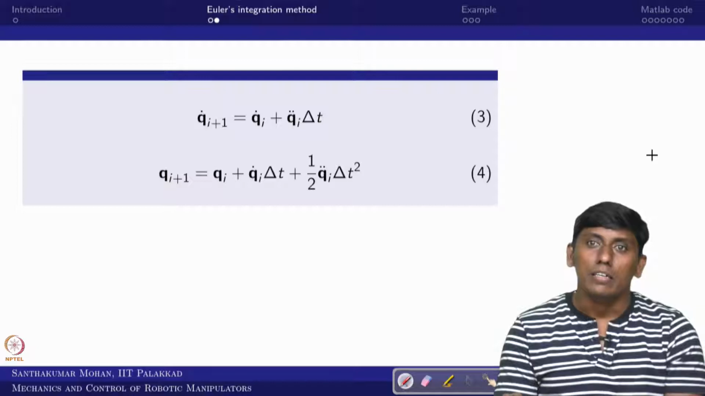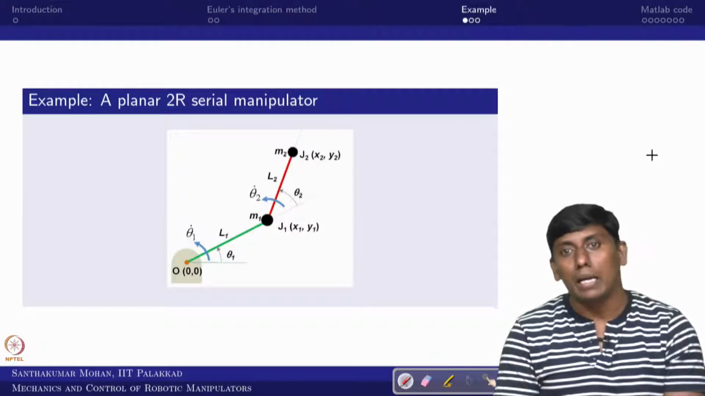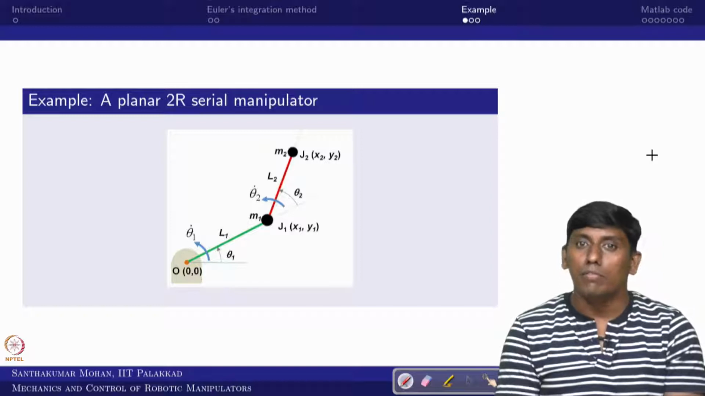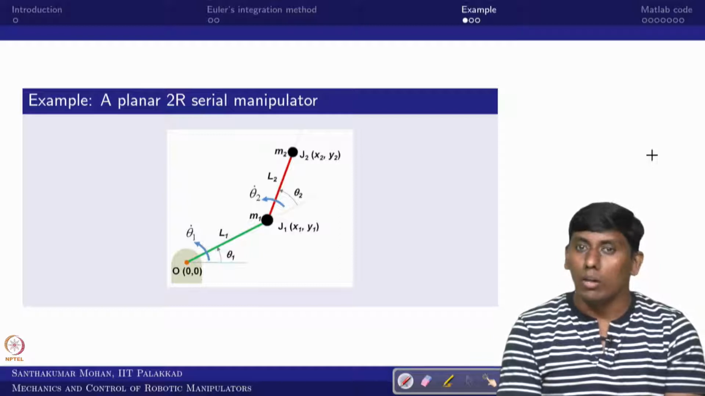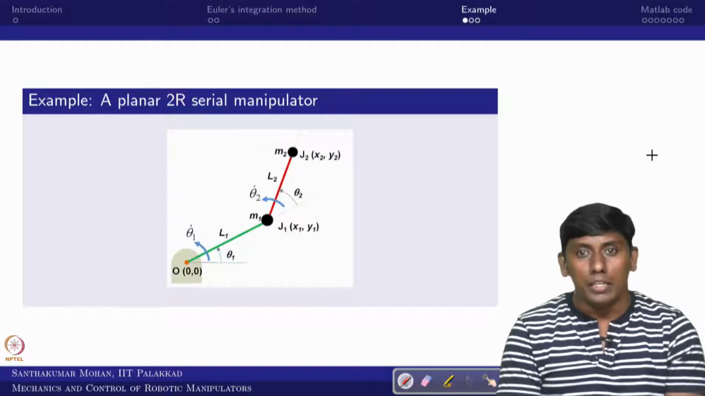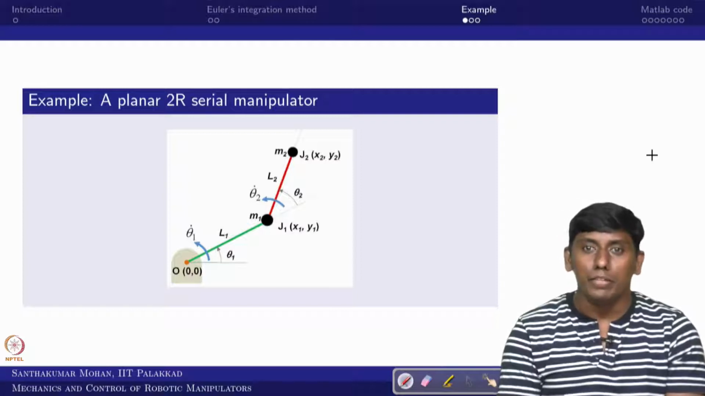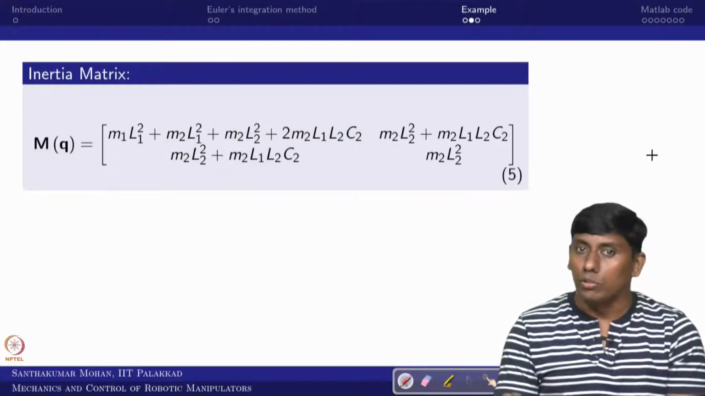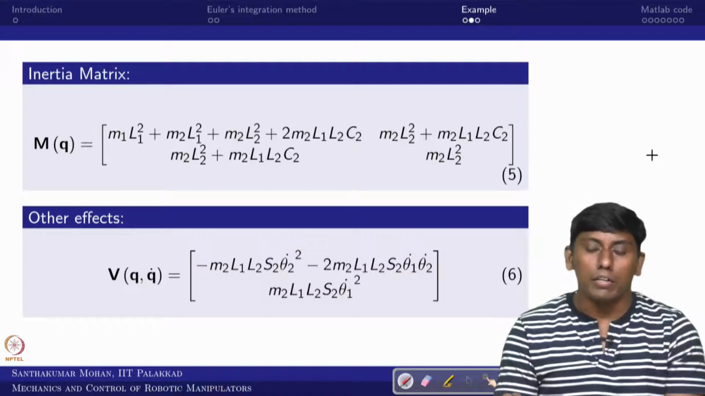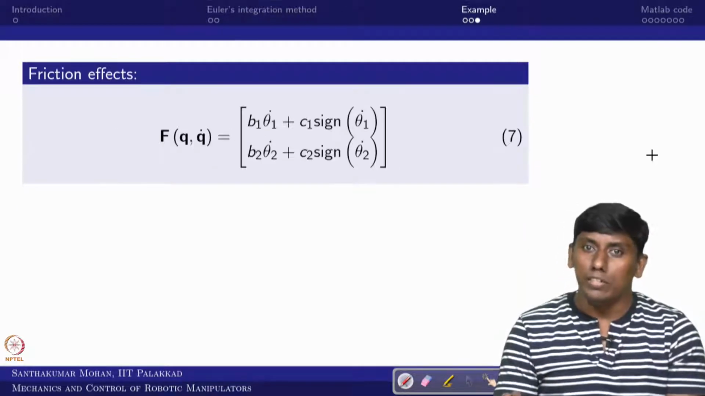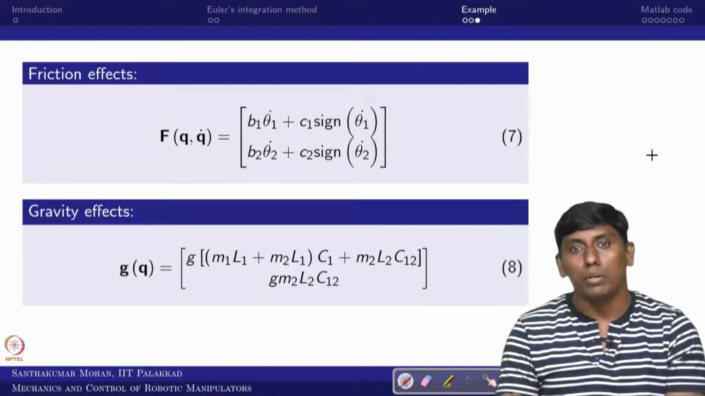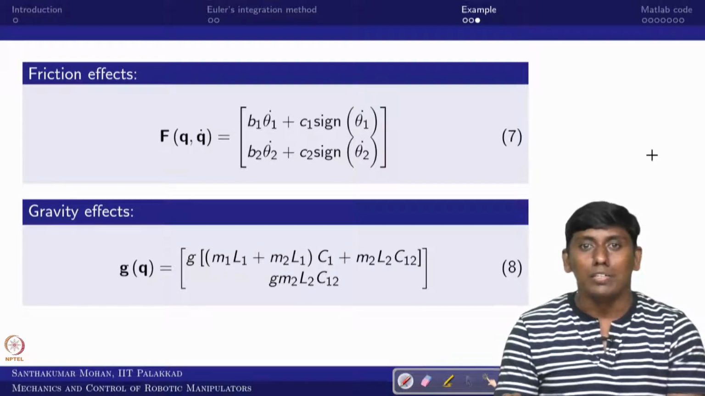If that is the case, how can we take it to a Matlab simulation? For that, we will take one of the simplest examples that we have studied so far. Whether you talk about velocity constraints or the equation of motion, we have taken the planar two-link serial manipulator, right. The same example we will take. So what we have: M of q is known, then the other effect, V of q comma q dot, is known, and F of q comma q dot is also known, and G of q is known. In the sense, all four subcomponents are known.